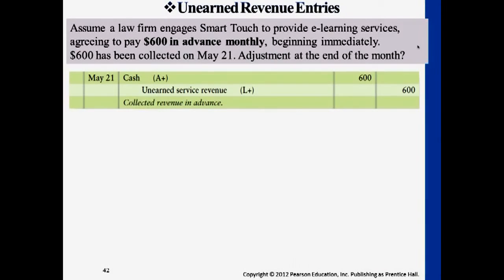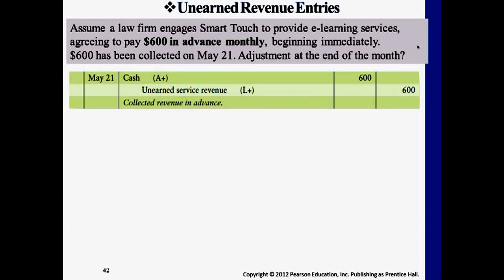So let's look at another example. Assume a law firm engages, again, SmartTouch to provide e-learning services, agreeing to pay $600 in advance monthly. So the cash will be received by SmartTouch before they actually provide the e-learning service. So earlier on May 21st, you see this entry here, collecting cash, generating a liability account because they haven't actually provided the service, unearned service revenue.